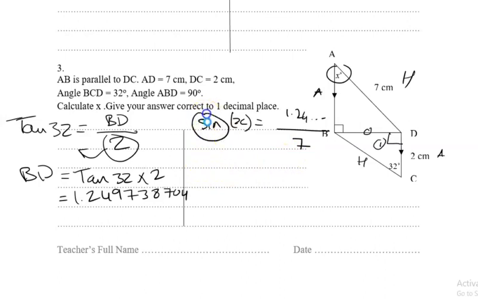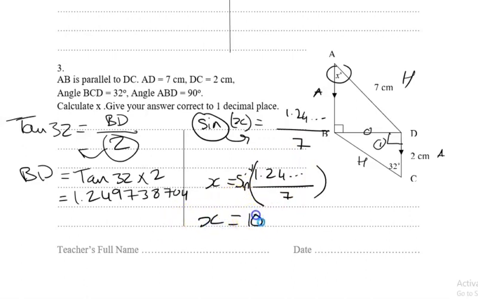So we take sine to the other side, it becomes sine inverse. So x is going to equal 1.24 divided by 7. So remember, you have to write the full value. And we're going to take the sine inverse of this fraction here. So x is going to equal 10.3 degrees, correct to 1 decimal place.